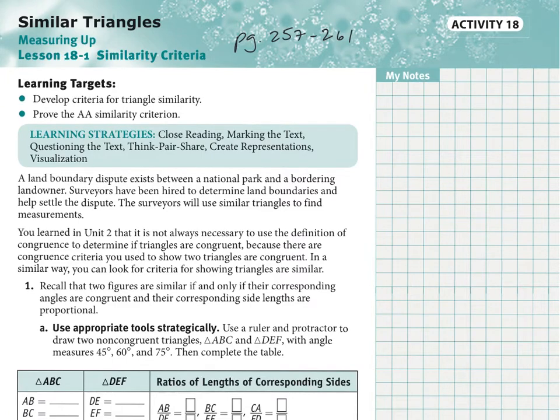Hello, geometry students. This is Miss Graham, and today we are going to be looking at lesson 18.1, similarity criteria. Remember, this is under unit 3 of our textbook, similarity and trigonometry. Go ahead and pull out pages 257 through 261. Today, we're going to be focusing on the following learning targets.